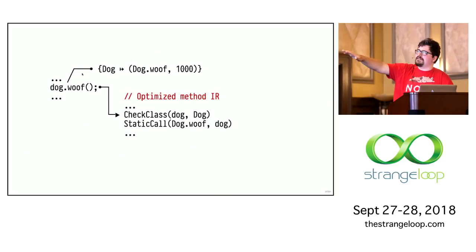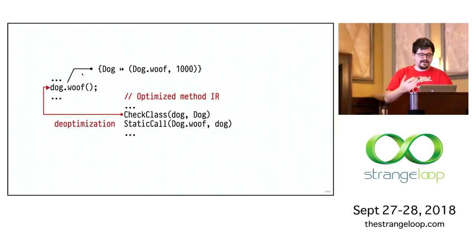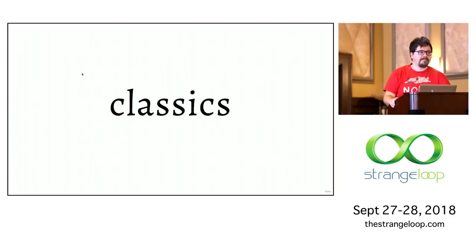Of course, it's a speculative optimization. You don't know if it's going to be true or not. So you also have some machinery for going back to unoptimized code and stuff like that. This is all fundamentally primitive stuff. This is classical stuff, like Bach is classical music. This is the Bach of JIT compilers.